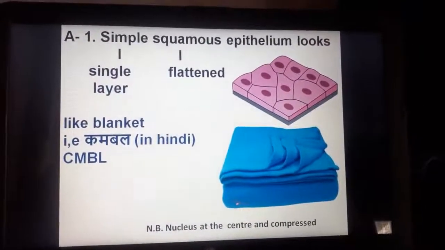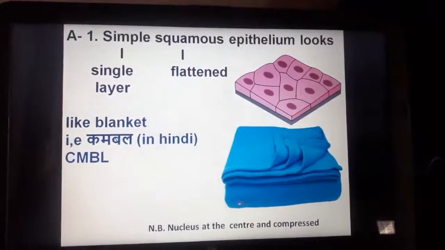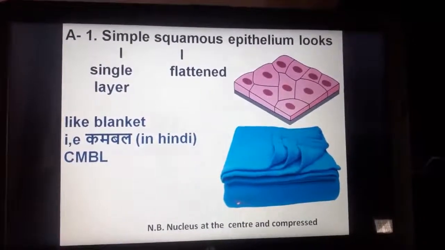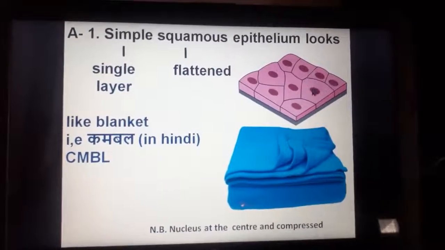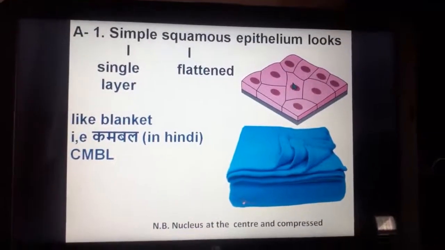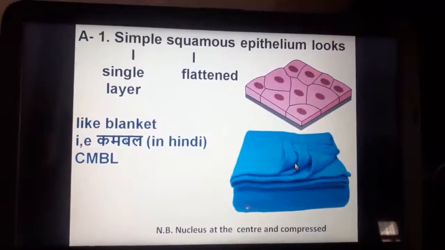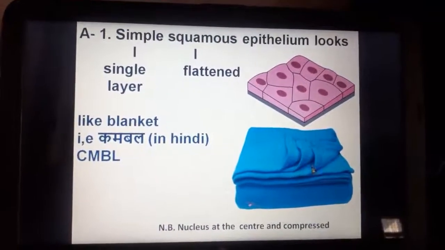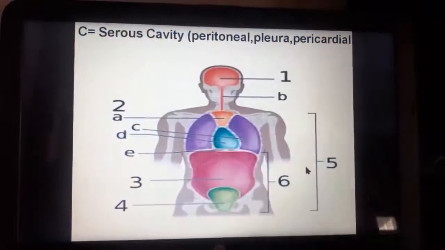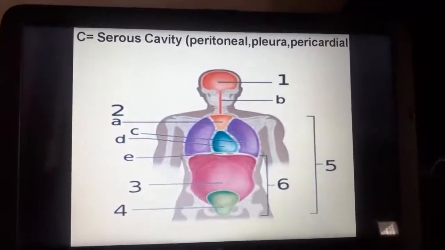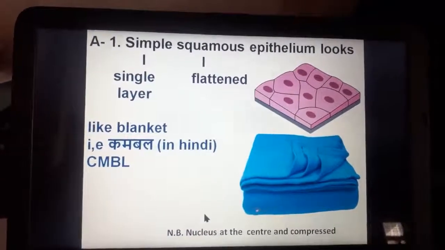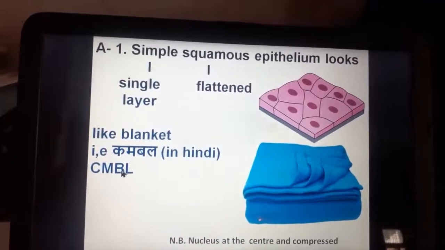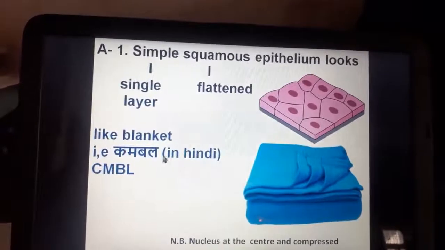First, simple squamous epithelium. Simple means single layer and squamous is flattened. It looks like this, simple squamous, and it resembles a kumbal, that is a blanket. And kumbal is the hint for where it is present. CMBL, kumbal, that is blanket.